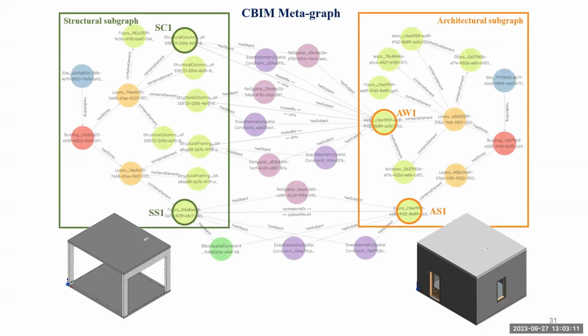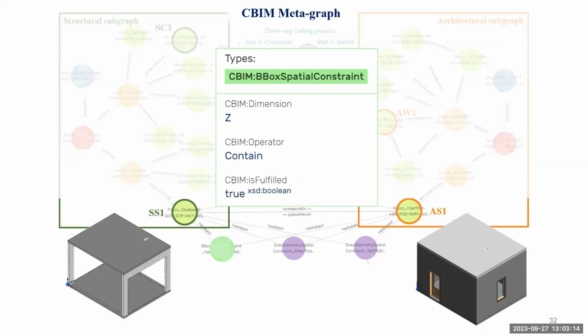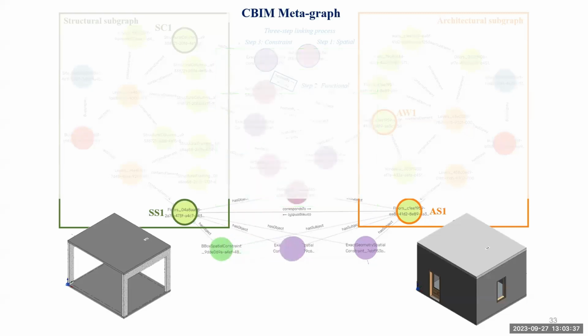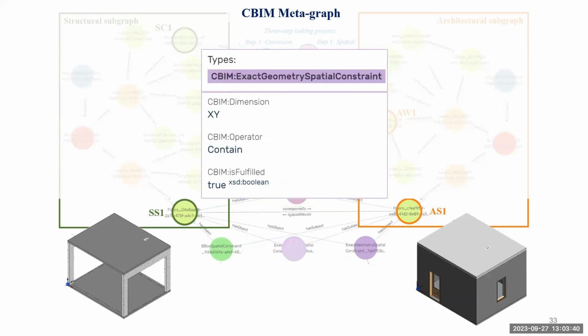Let's take a look at the constraints. For example, the green constraint stands for the C-BIM bounding box structure constraint between structure slab 1 and architecture slab 1. It's placed in the Z dimension, and it requires architecture slab 1 to contain structure slab 1. And now this constraint is satisfied. Another one is the C-BIM exact geometry spatial constraint between the same two objects. It requires architecture slab 1's geometry to contain structure slab 1's geometry in the XY dimension, and now it's true.